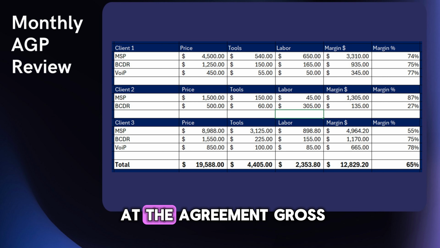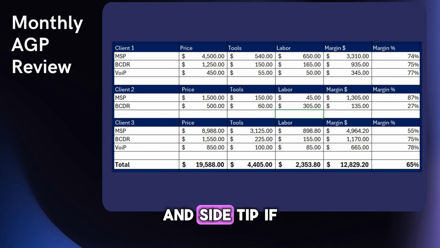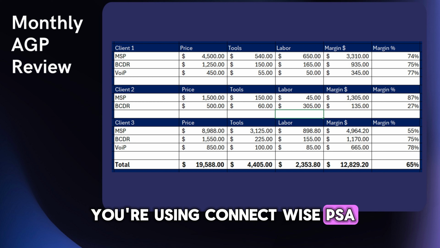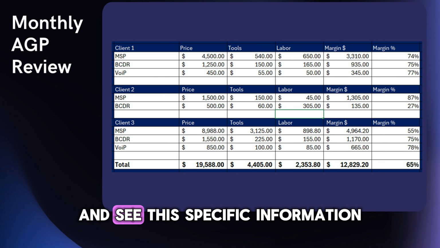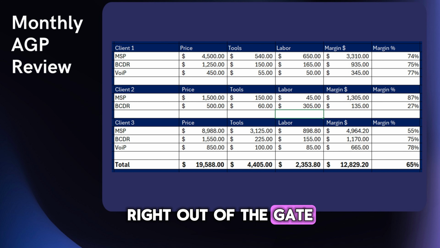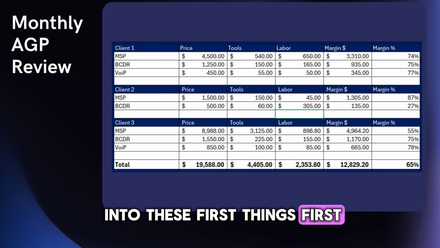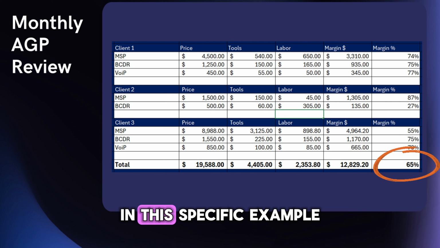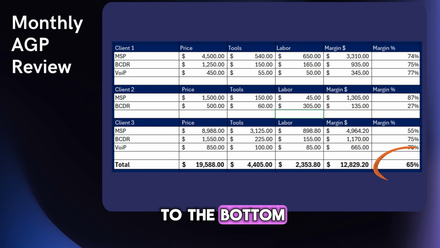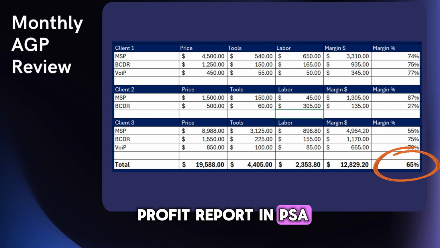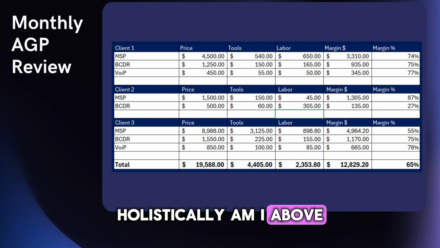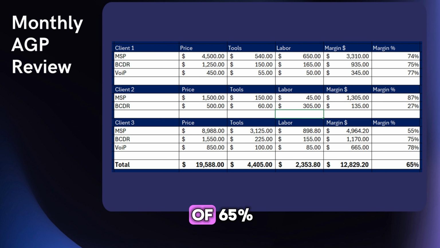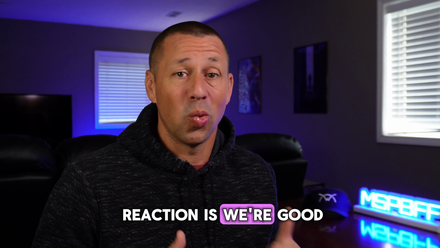Now, when we look at the agreement gross profit report, and a side tip, if you're using ConnectWise PSA, you can just go to your financial reports, select agreement gross profit, and see this specific information right out of the gate. But as we dig into these, first things first, I'm going to scroll all the way to the right in this specific example, or all the way to the bottom in the agreement gross profit report in PSA, and look at that holistic number to say, hey, holistically, am I above or below my target of 65%? And you can see in this agreement, we're right on. So our initial gut reaction is we're good, let's move on.